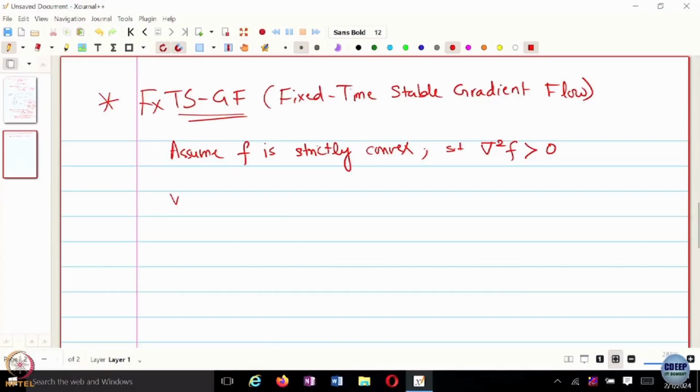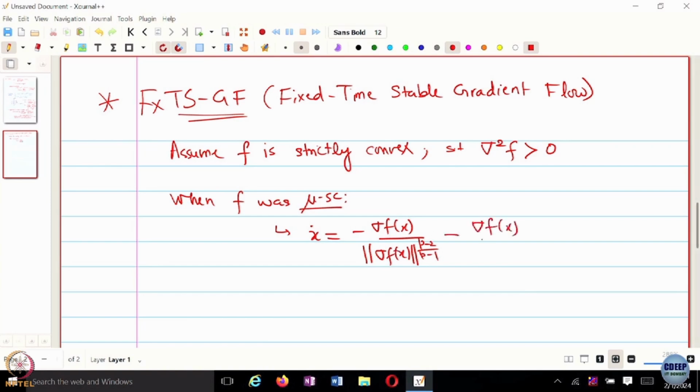So in the previous lecture, we looked at the case when F was mu strongly convex, and we had this particular gradient flow, with exponents p minus 2 or p minus 1. And we showed that this was convergent in a fixed amount of time. Now, if F is strictly convex, how can we modify this?